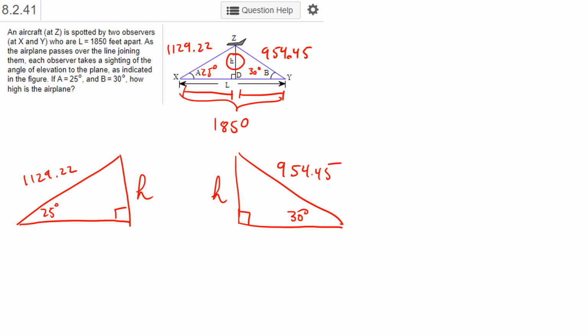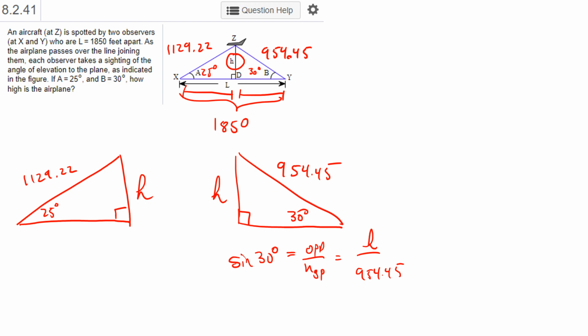Which trigonometric ratio in the triangle on the left is going to use this angle, the hypotenuse of the triangle, and that height? Sine of 25 degrees. What about on the right triangle? This angle, this height, and this hypotenuse. Also sine. So either way, we're going to have a sine either of 25 degrees or of 30 degrees. And since the sine of 30 degrees is exactly 1/2, I'm going to use that. So the sine of 30 degrees is opposite over hypotenuse, which is our missing height over 954.45.